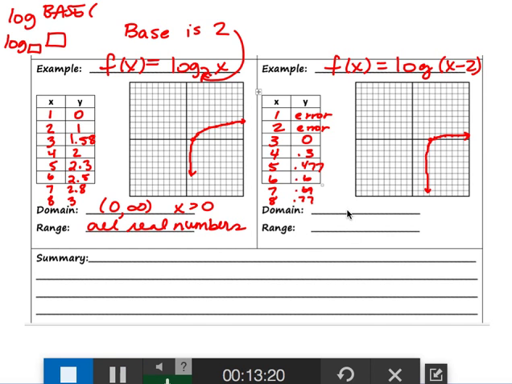The domain for this graph is going to be from 2 to infinity. But notice it's not including the 2. So x has to be greater than 2. It can't be 2, it has to be greater than 2. And that's because you can't have a log of 0. It has to be greater than 0. So basically, whatever this is has to be greater than 0. So the x's will have to be greater than 2. Now the range is still going to be all real numbers.